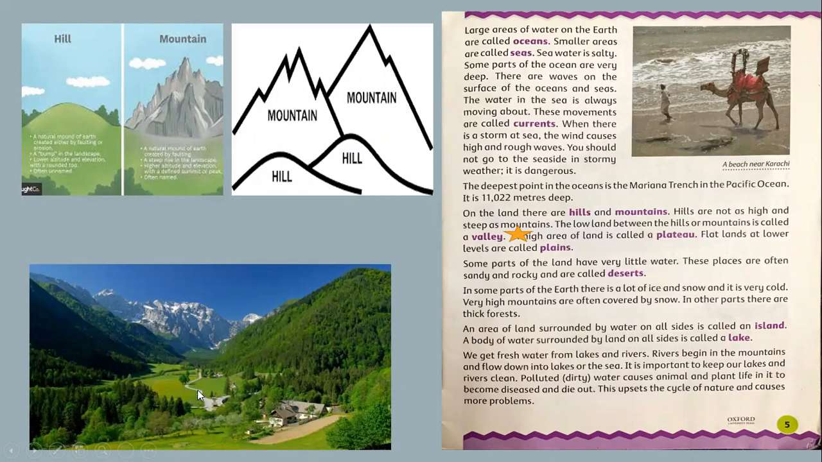The low land, look, this is not high. This land is a high part and this is high, but this is not high. So this is called a valley. It is very interesting to live in the valley near nature. It looks so beautiful.